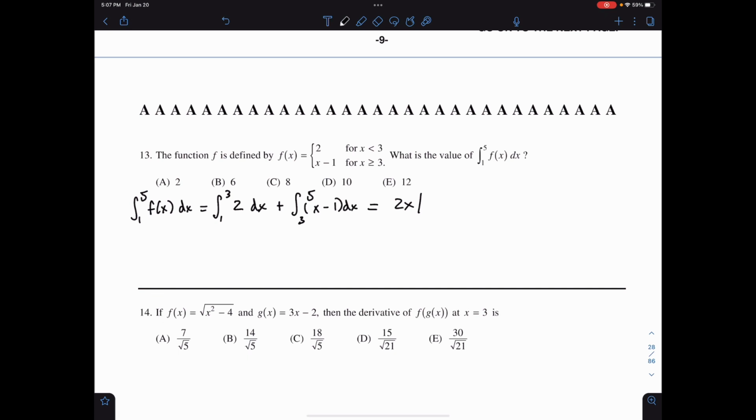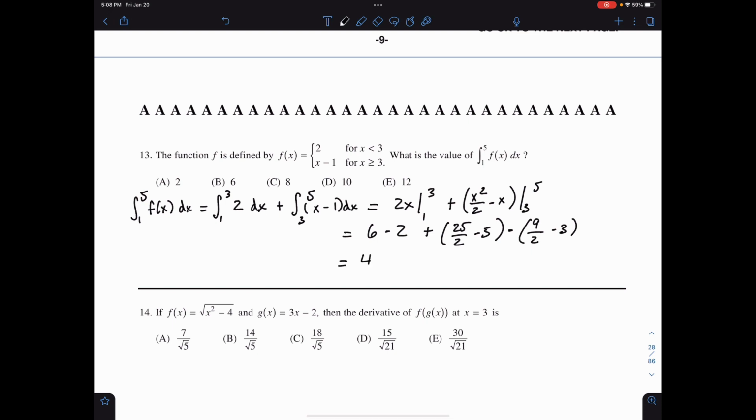2x from 1 to 3 plus, so now if we integrate x minus 1, that's x squared over 2 minus x, 3 to 5. So if we solve this out, we get 2x when we plug in 3 is 6, 2x when we plug in 1 is 2, so 6 minus 2, plus x squared over 2 is 25 over 2, minus 5, minus 9 over 2, minus 3.